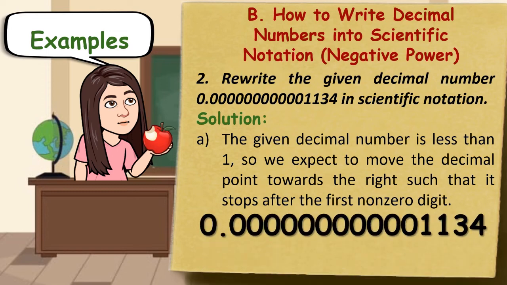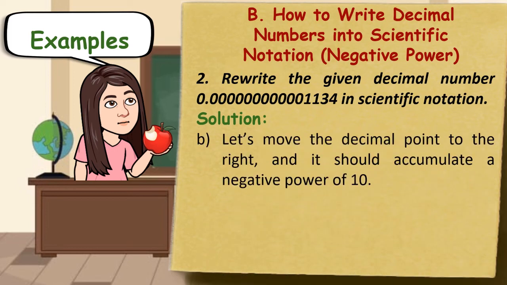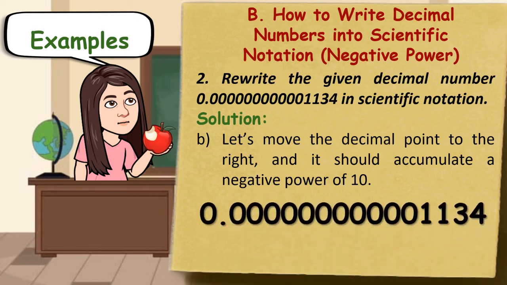Since our given is a decimal, the original location of the decimal point is on the left. And to have a number part or coefficient that is greater than or equal to 1 but less than 10, we will move the decimal point towards the right between 1 and another 1 to obtain 1.134. Letter B. Let's move the decimal point to the right and it should accumulate a negative power of 10.